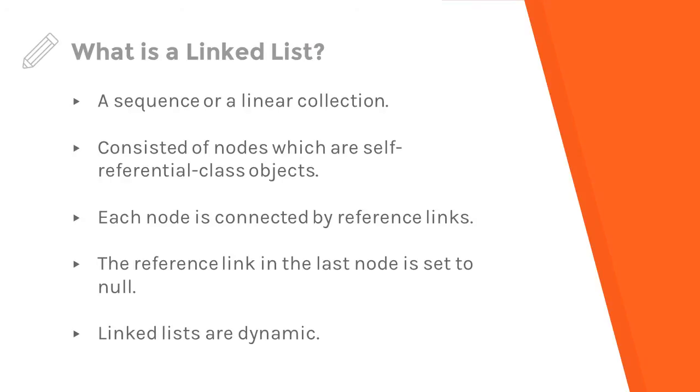A linked list is a linear collection or a sequence of self-referential class objects called nodes, connected by reference links, hence the term linked list. Typically, a program accesses a linked list via a reference to its first node. The program accesses each subsequent node via the link reference stored in the previous node. By convention, the link reference in the last node of the list is set to null. Data is stored in the linked list dynamically. The program creates each node as necessary.